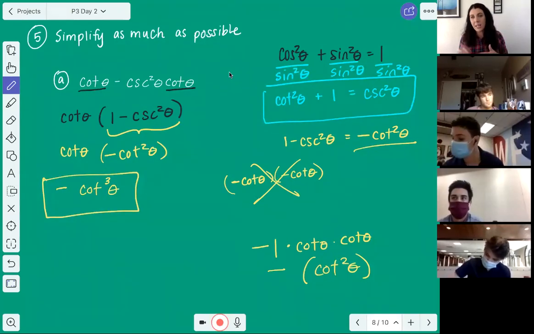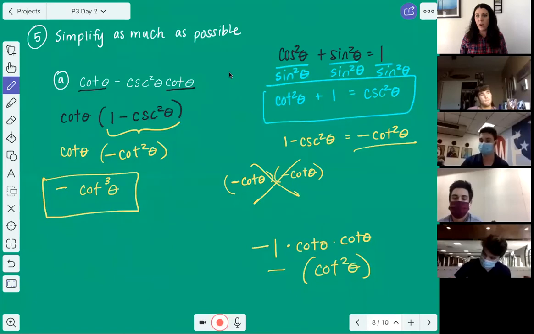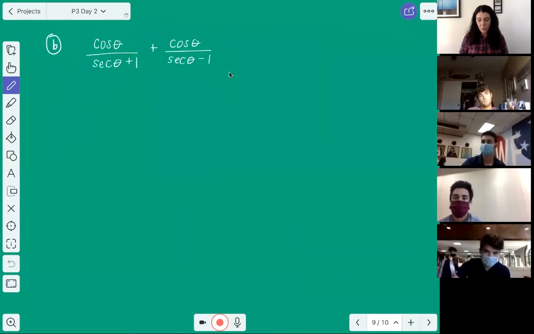Lots of guys see a negative and squared and they're like, oh, it cancels out. Not in this case, not how that works. Okay, all right, let's do another one. Ooh, this one's trickier.